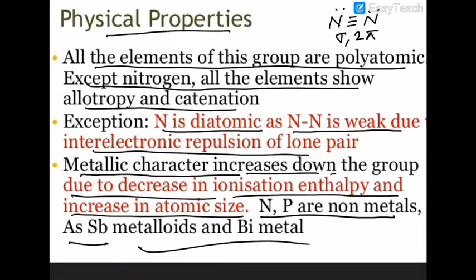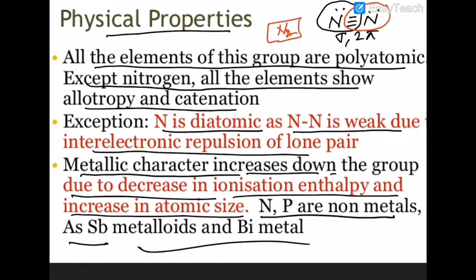Nitrogen is able to satisfy its octet, so it exists as a diatomic gas because it can satisfy its octet by forming p-pi bonding. While phosphorus, arsenic and antimony exist as polyatomic species because of their inability to form p-pi bonding with themselves. So they form only sigma bonds between them.